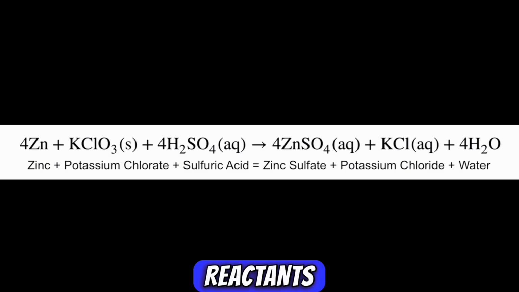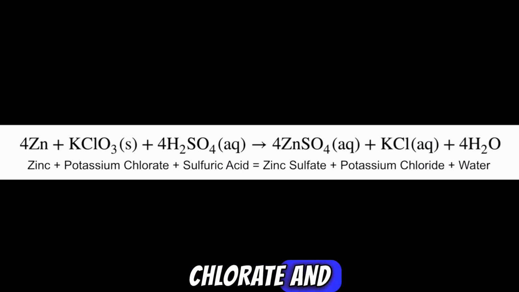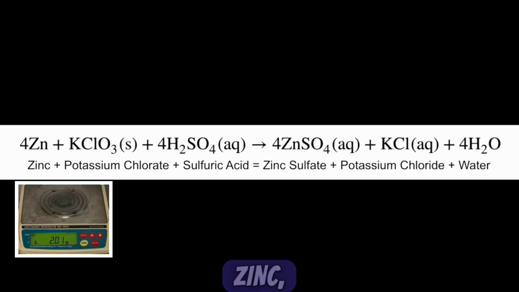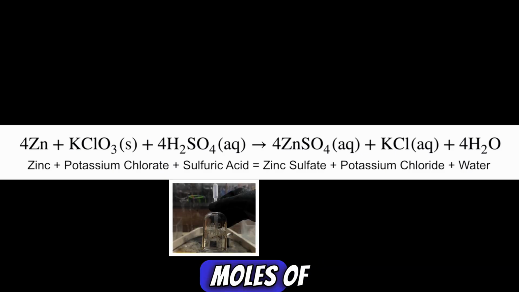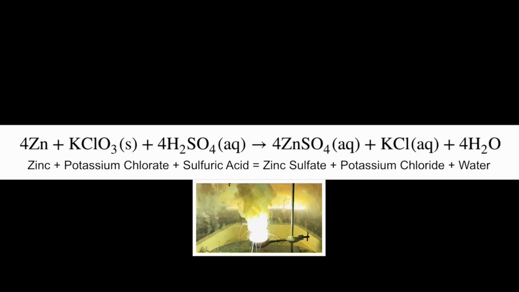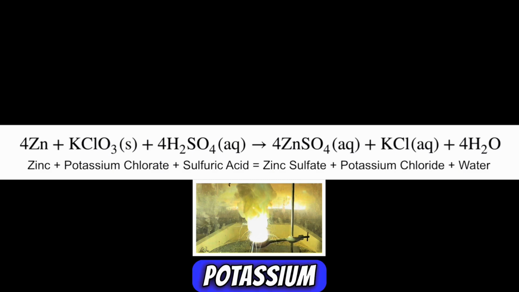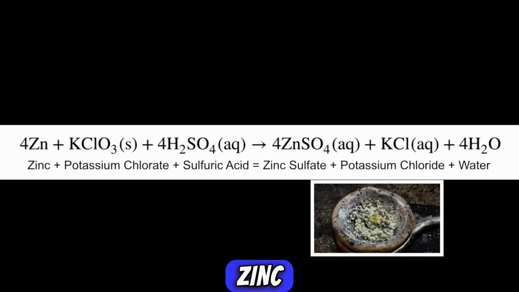We begin with the reactants zinc, potassium chlorate, and sulfuric acid. We have 4 moles of zinc, that's 4Zn. We have 1 mole of potassium chlorate, that's the KClO3. We have 4 moles of sulfuric acid, that's the 4H2SO4. When those combine, we get the products zinc sulfate, potassium chloride, and water in the form of vapor. We have 4 moles of zinc sulfate, that's the 4ZnSO4. We have 1 mole of potassium chloride, that's the KCl, and we have 4 moles of water, that's the 4H2O.